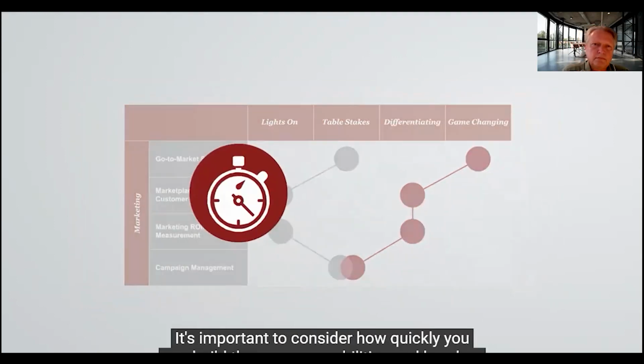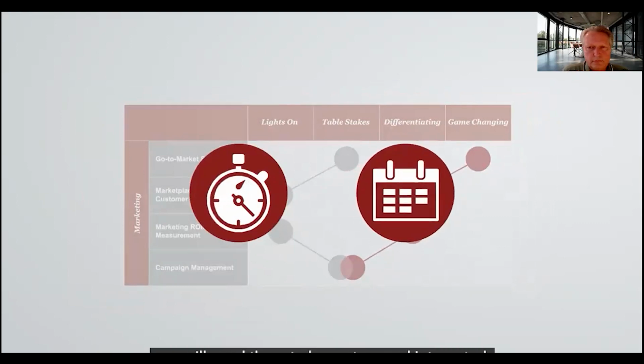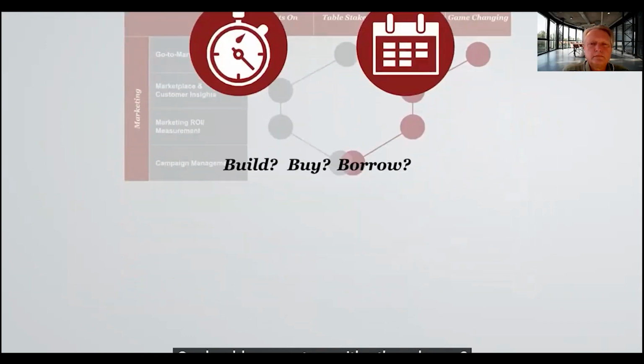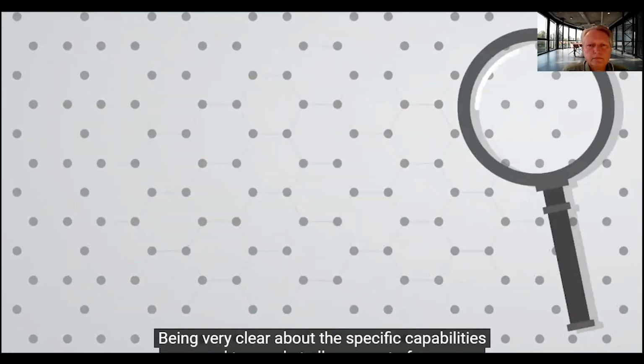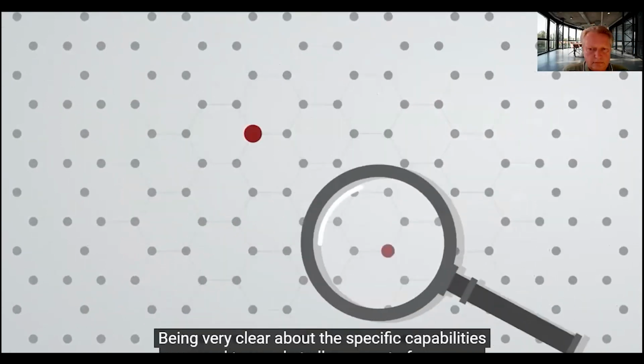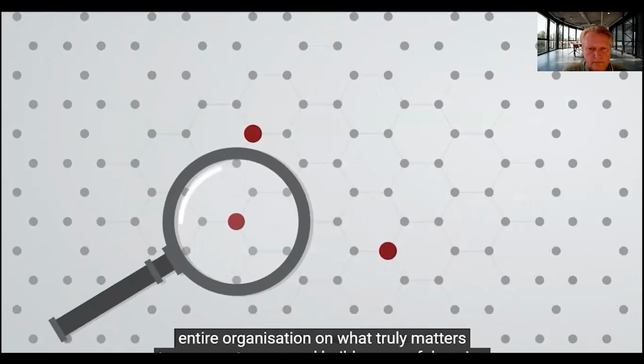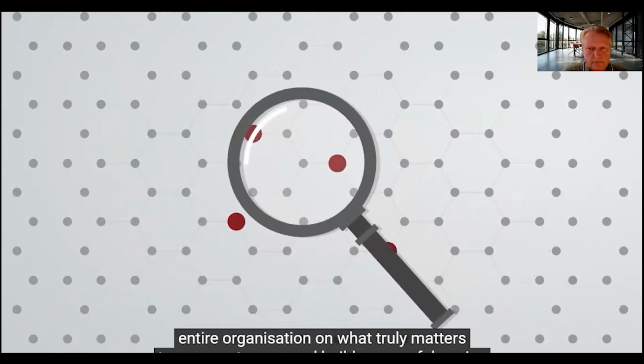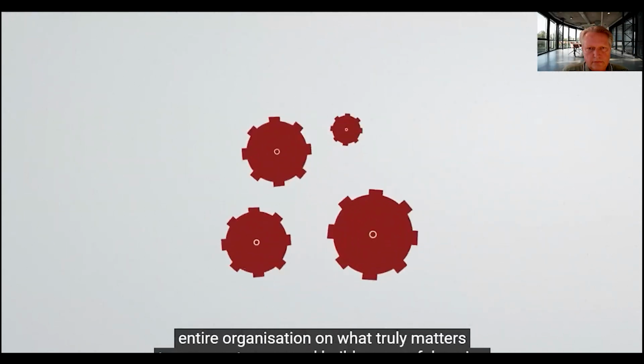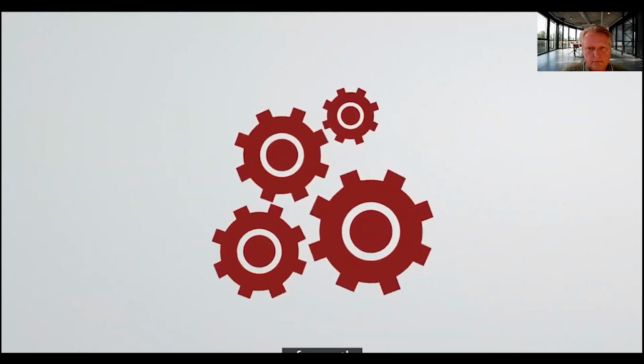It's important to consider how quickly you can build these new capabilities and by when you will need them to be mature and integrated. Should you build them organically? Should you acquire them through M&A? Or should you partner with other players? Being very clear about the specific capabilities you need to excel at allows you to focus your entire organization on what truly matters to your customers and build a powerful engine of growth.